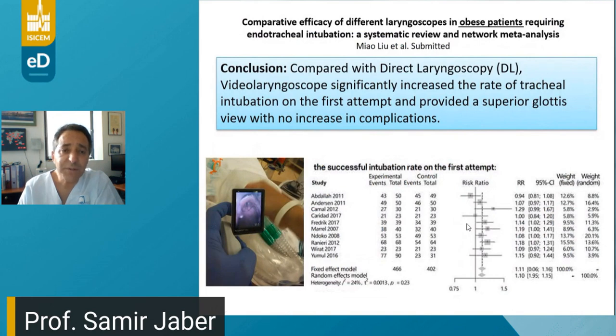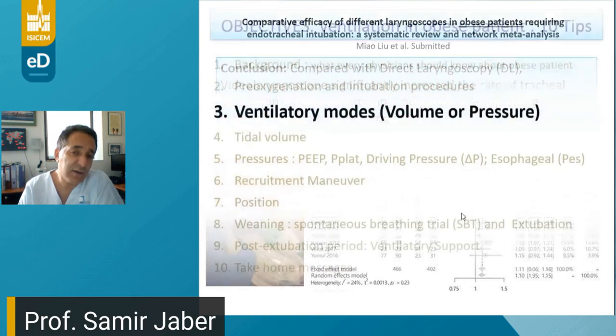So recently, some studies suggested that compared with direct laryngoscopy of the Macintosh, video laryngoscope significantly increased the rate of tracheal intubation on the first attempt and provided a superior glottis view with no increase in complications. This is a surrogate of the condition of intubation. This should be considered in the future in your unit, to have the video laryngoscope with a skilled team.